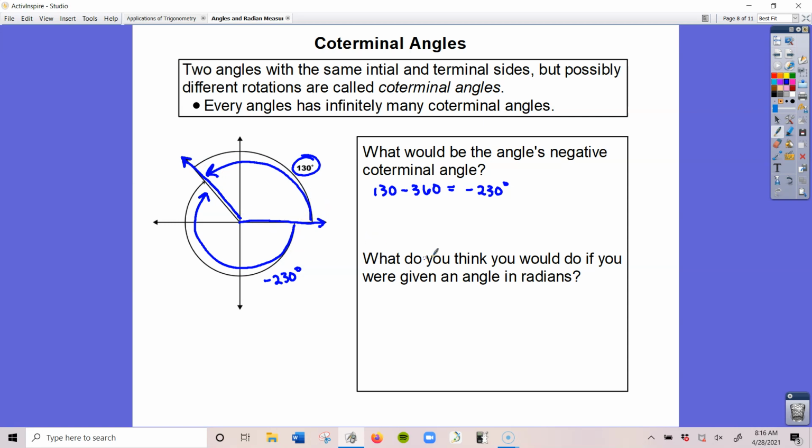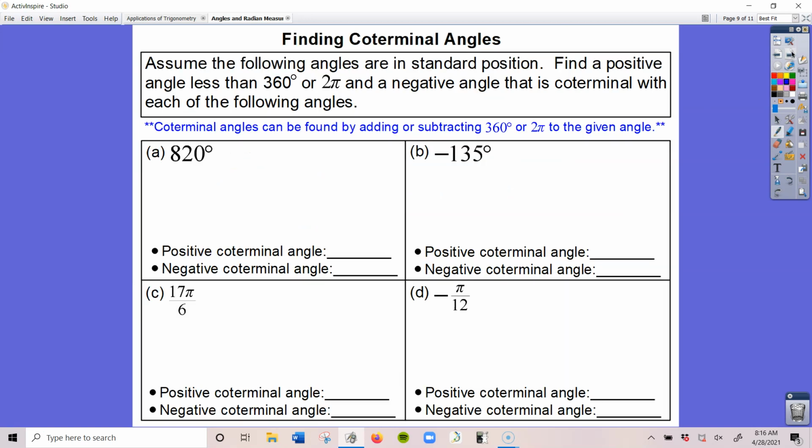Now in this question, it says, what do you think you would do if you were given an angle in radians? So in order to find a coterminal angle, you are adding or subtracting 360 degrees. But if it's given in radians, a full revolution is 2 pi. So instead, you would either add or subtract 1 full revolution, which is 2 pi. So that's how you would find a coterminal angle if it was given in radians. So let's practice just that, finding our coterminal angles.